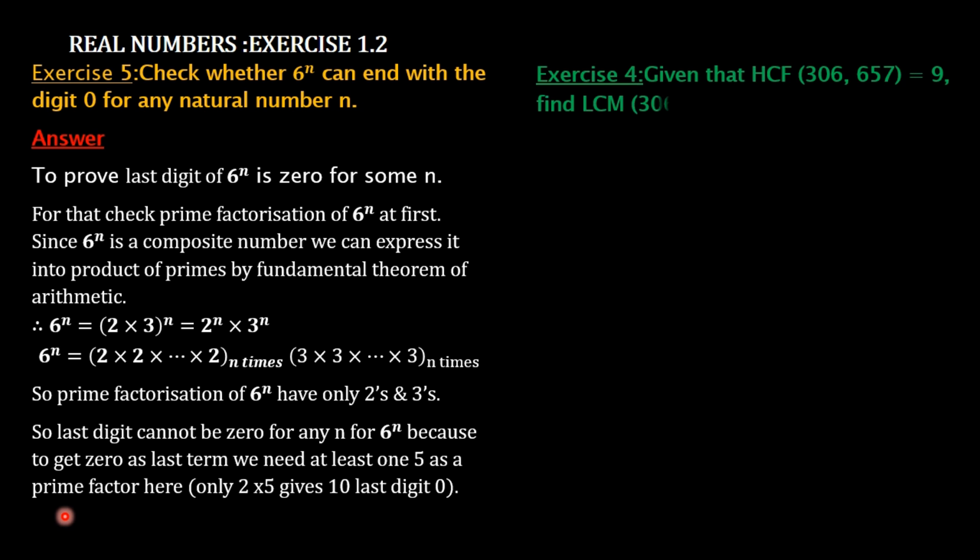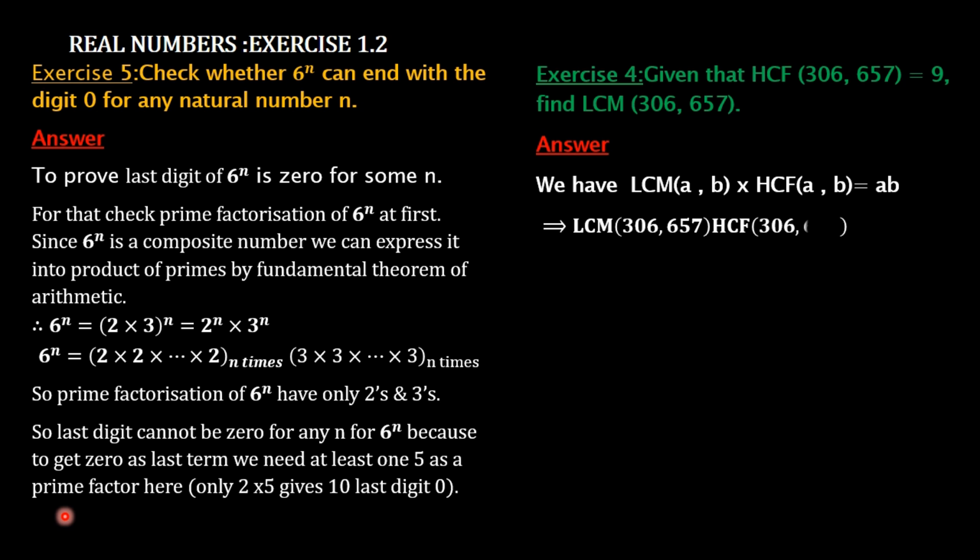Given that HCF of 306 and 657 is equal to 9, find the LCM of 306 and 657. This is a very easy problem by using our equality, that is, a into b equals HCF of a, b into LCM of a, b. By using that result, we can proceed with this problem easily. So we have LCM of a, b into HCF of a, b equal to a into b.